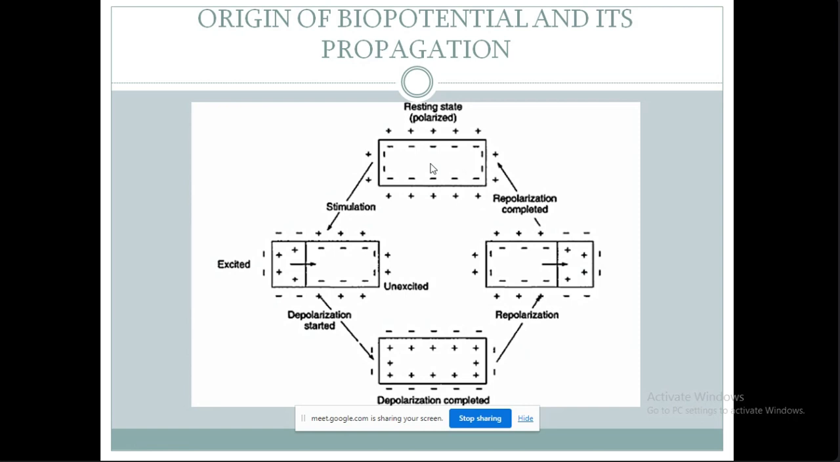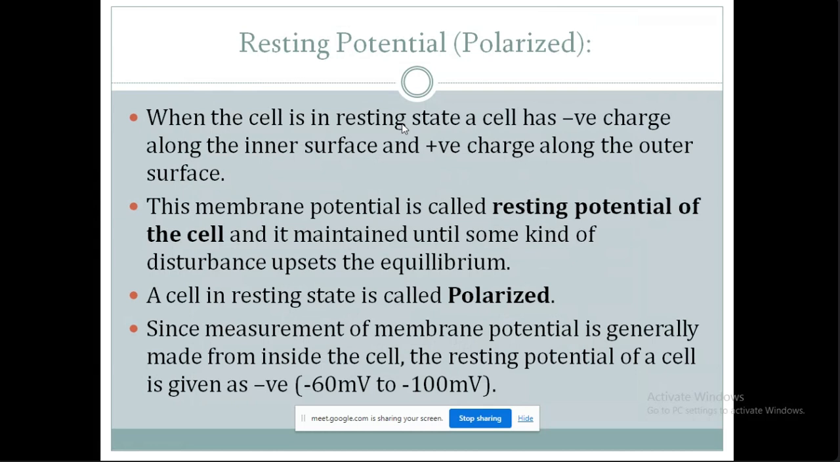Hope you understand the propagation. It is very important: polarized, stimulated, depolarized, repolarized, and becoming the polarized state again. When a cell is in the resting phase, it is called polarized. The measurement of the membrane potential made inside a cell is given as negative, which is minus 60 millivolt to minus 100 millivolt. It is very important. The resting potential of the cell has a negative value, in the range of about minus 60 millivolt to minus 100 millivolt.